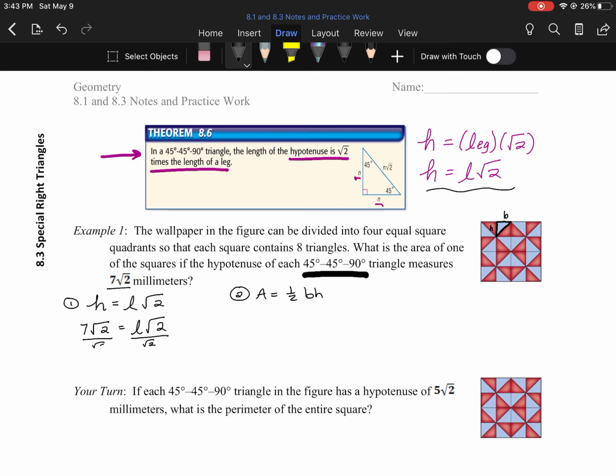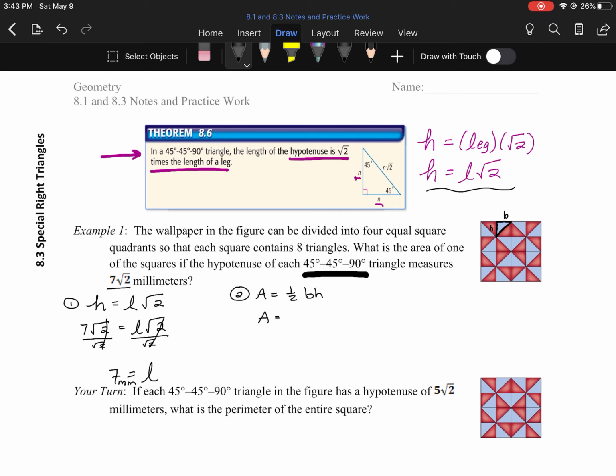So square root of 2 divided by the square root of 2. Well, both square roots of 2 cancel. So that means the length of the leg is just 7 millimeters. Okay? So the great thing, since it's a 45, 45, 90 triangle, we know that h, which is the height, and the base, they are both the same.